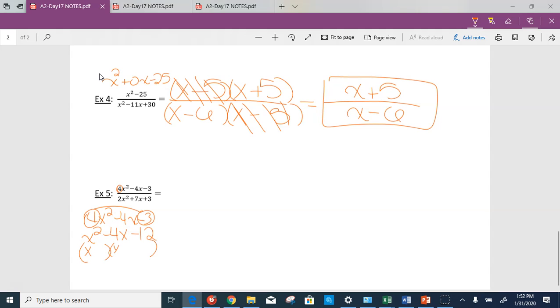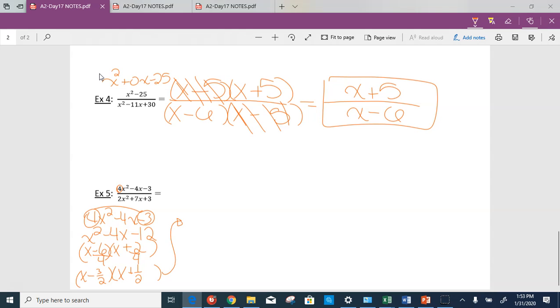X times x is x squared. Two numbers that multiply to negative 12 but add up to negative 4 would be negative 6 and positive 2. Remember now, since I multiplied everything by 4, I now have to divide these answers by 4. Well, these fractions don't give me any whole numbers, but they can't be simplified. I get negative 3 halves when I simplify, and then x plus 1 half over here.